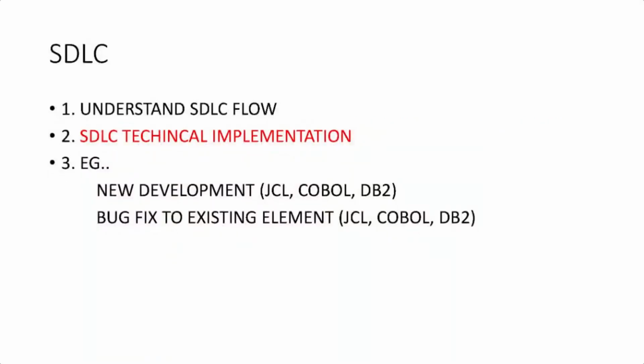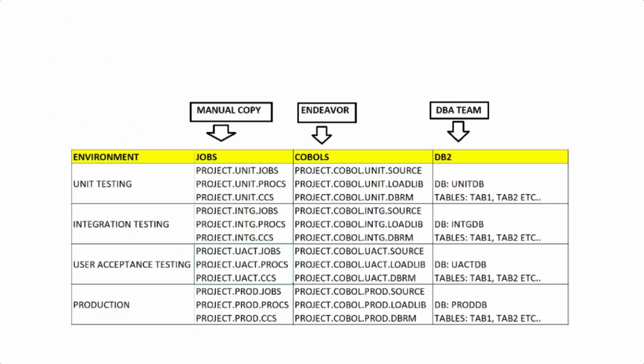Now we will see how these testings and deployments technically happen. For each testing environment, we will have PDSs like this. For jobs, we copy manually. We copy and paste into the unit jobs, unit procs, and unit control cards. To move to the next environment, we just copy and paste to the other libraries. Coming to the COBOLs, we don't copy and paste because we require compilation, binding, etc. So for this, we use the Endeavor tool.